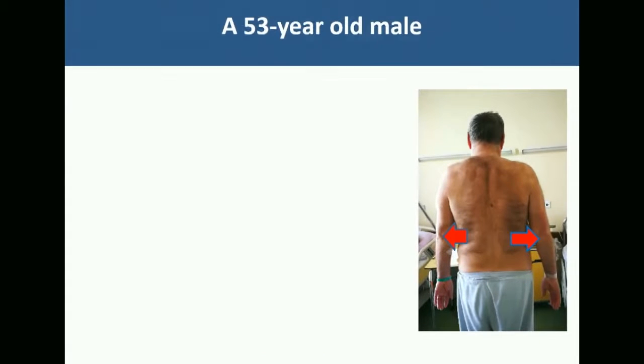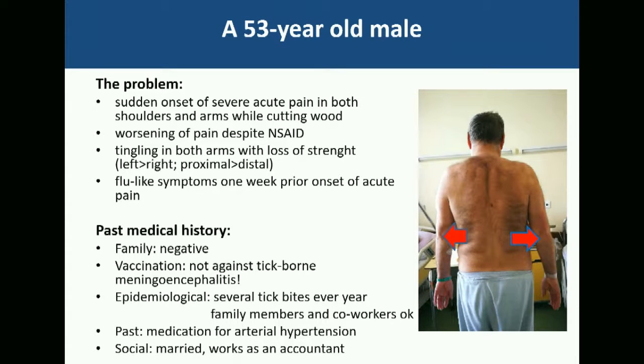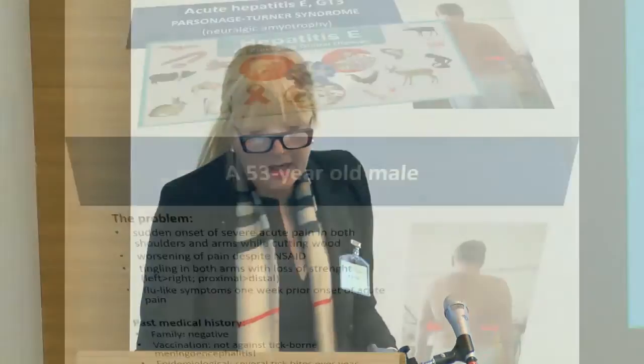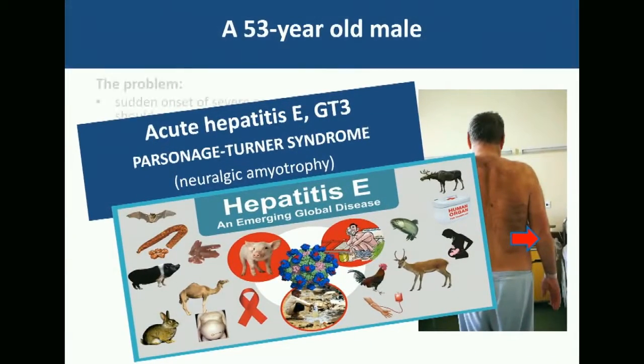And just a touch of my 53-year-old male who was very good, in good shape, no particular diseases, and all of a sudden he had very strong pain in his shoulders. He couldn't move them. That is all that he could do. What was the cause of this?